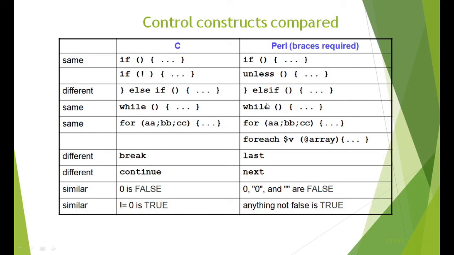You have a while here. In Perl also you have while. Here also you have the initial condition, terminating condition, increment. Here also you have the same thing. And you have one more version of for loop, foreach $i, and then you can have an array or a sequence here and the loop to be executed. You have a break, but here you have a different word for that, it is last. In C it is called continue, but here it is called next. In C 0 is false, but in Perl 0, within quotes 0 and the null string are all false. Not equal to 0 is true, anything not false is true here.